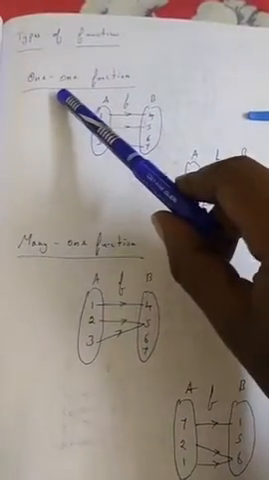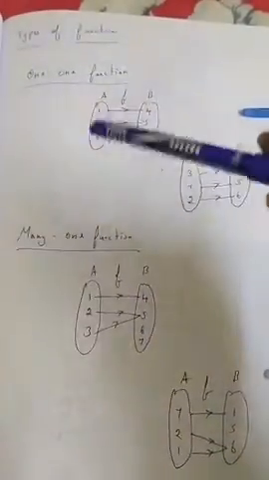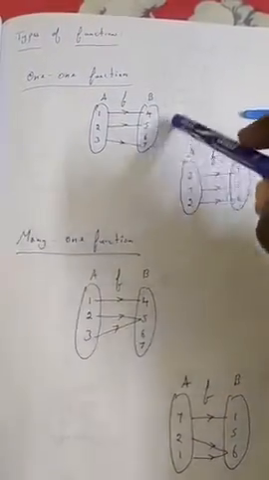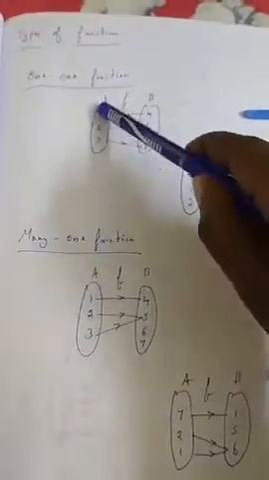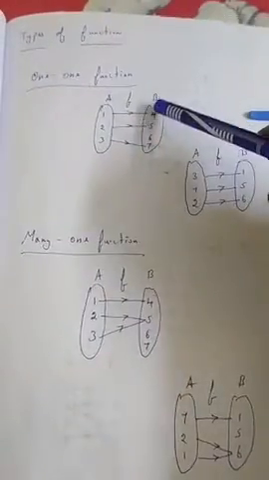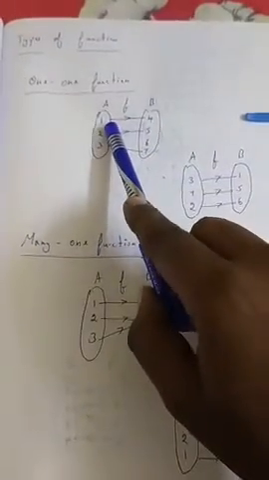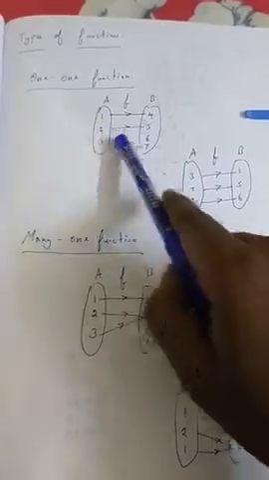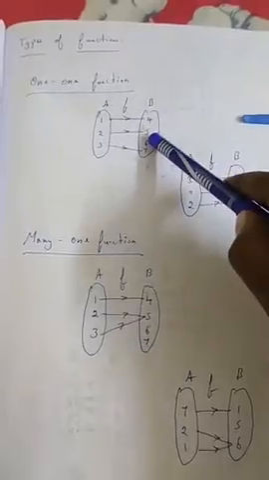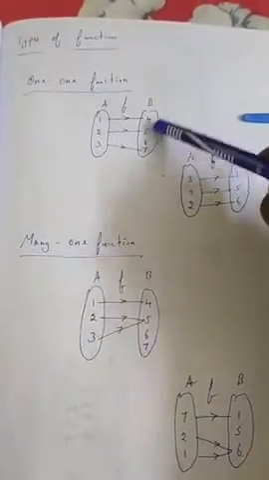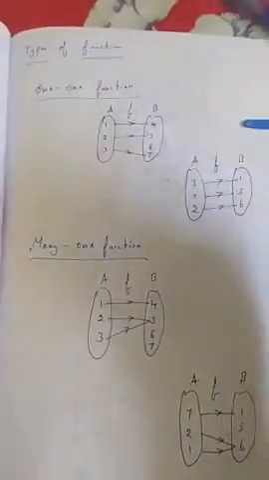Now, is it a one-to-one function or not? So we have to check. The condition for a one-to-one function is that all the elements in the domain have distinct images in B. All the elements in set A have distinct images. Distinct image means different image in B. For example, what is the image of 1? 4. What is the image of 2? 5. What is the image of 3? 7. Therefore, all the images are distinct. 4 is different from 5, 5 is different from 7, right? All the images are distinct, which means different. Therefore, it is a one-to-one function.